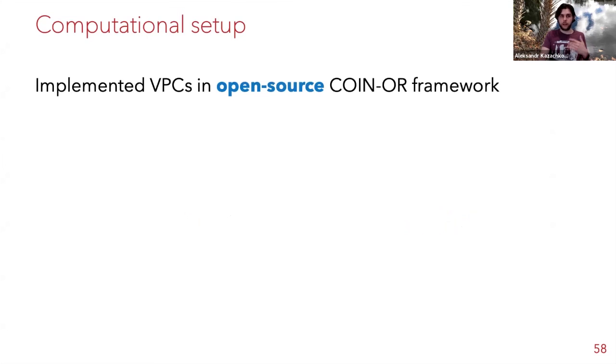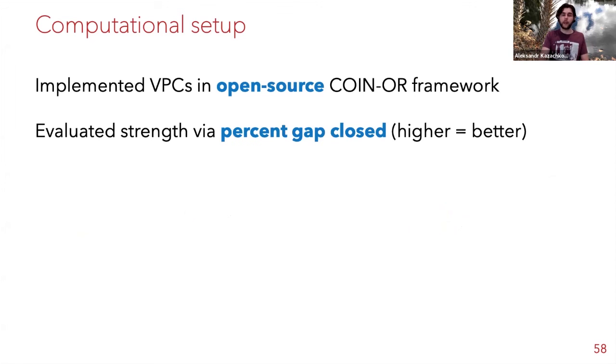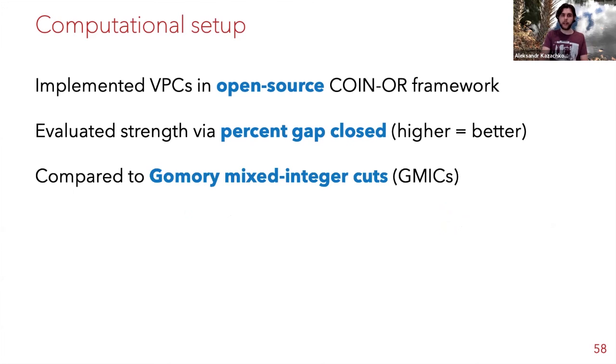Our setup is that we implemented this in an open source framework within CoinOR. And at least for the results that I present today, we're going to evaluate just the strength of the cuts via the percent gap closed with respect to the known integer programming optimal solution that we have for these benchmark instances. And for percent gap closed, the higher the percent gap that is closed, the better. And at least for these experiments, we compared just to the Gomory mixed integer cuts, because those are one of the ones that are typically used in practice and are also known to be very strong theoretically.